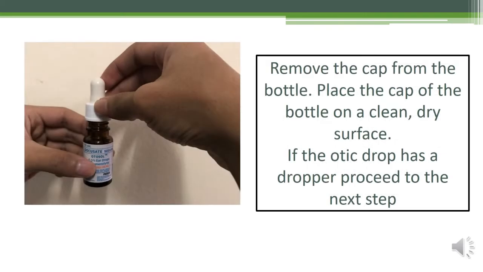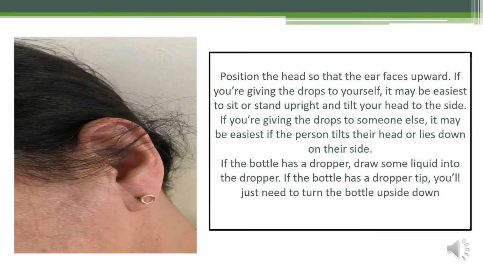Remove the cap from the bottle. Place the cap of the bottle on a clean and dry surface. If the Otic drop has a dropper, proceed to the next steps. Position the head so that the ear faces upward. If you're giving the drops to yourself, it may be easiest to sit or stand upright and tilt your head to the side. If you're giving the drops to someone else, it may be easiest if the person tilts their head or lies down on their side.